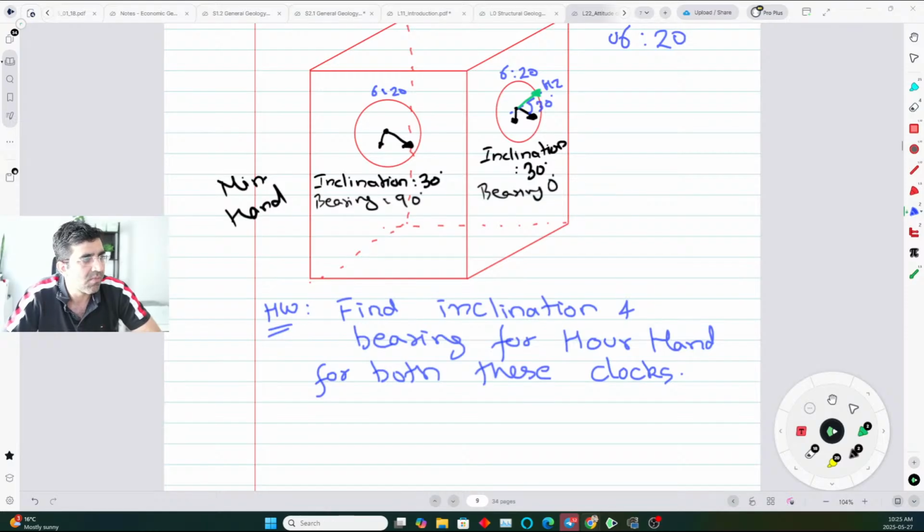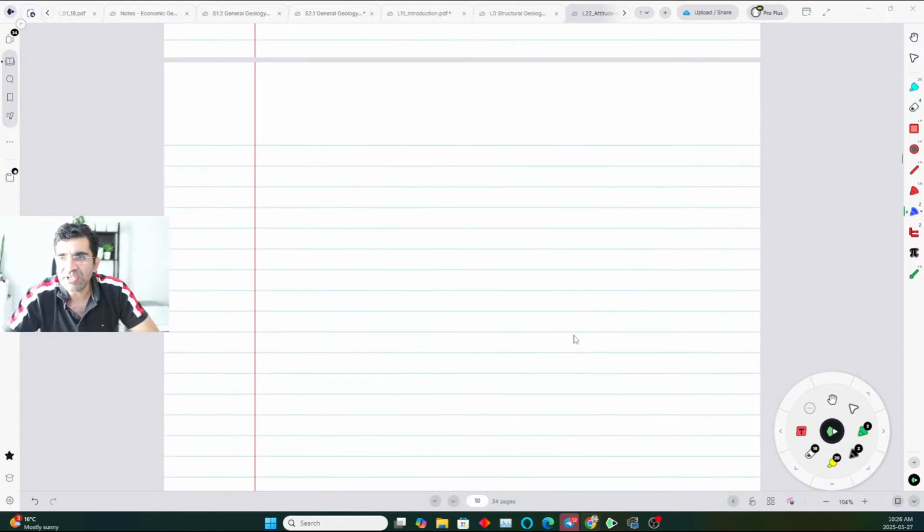So you'll have to do some math like we did previously. One full circle is 1 hour, a 360 degree circle. So in 20 minutes, how much will it cover? That will give you inclination. But inclination here, you have to measure with respect to horizontal. It will be the same in both cases. And then you have to find bearing. Bearing will be slightly different. Any doubts, any questions?